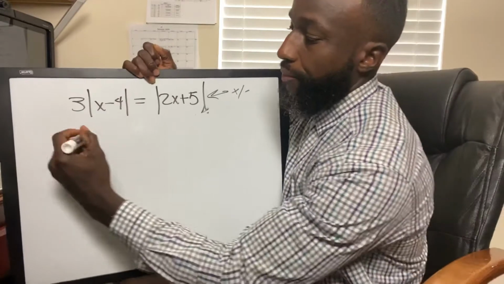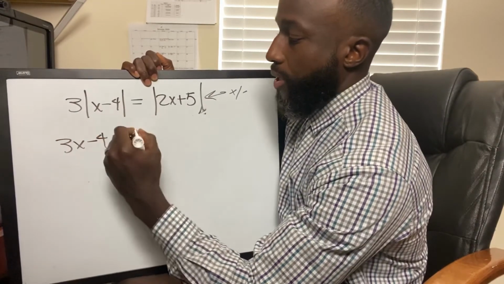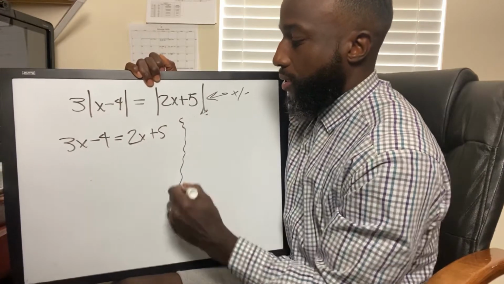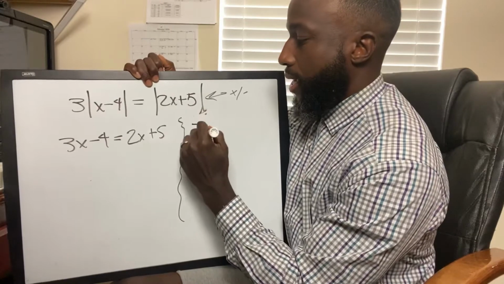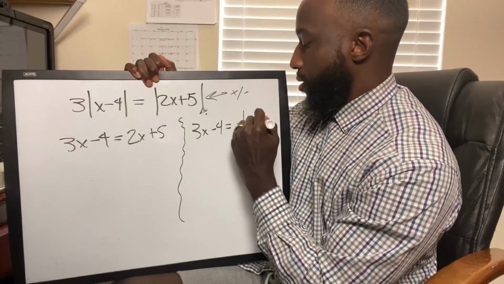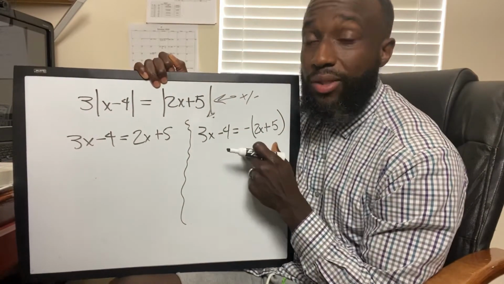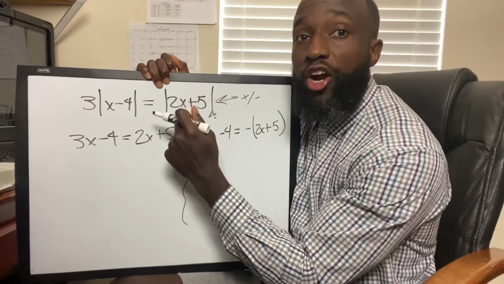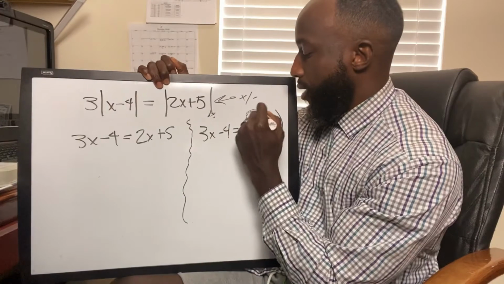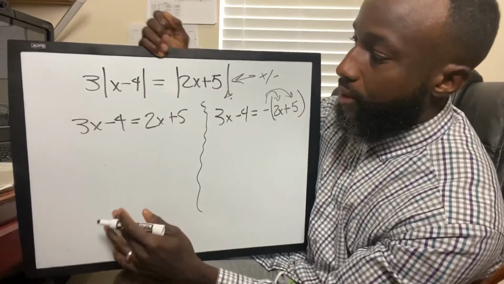So let's set it up. It's gonna be 3x minus 4 equals, I'm sorry about the squeaks, 2x plus 5. That's one equation. The other equation is gonna be 3x minus 4 equals negative, and I put this in parentheses because this whole term, this whole situation is negative, negative (2x plus 5). So you gotta distribute this negative sign through everything, okay? Let's do the math. All right.